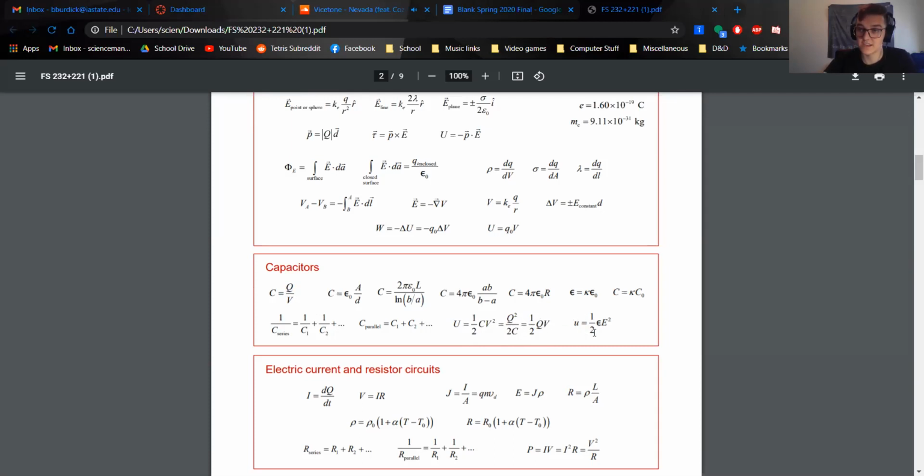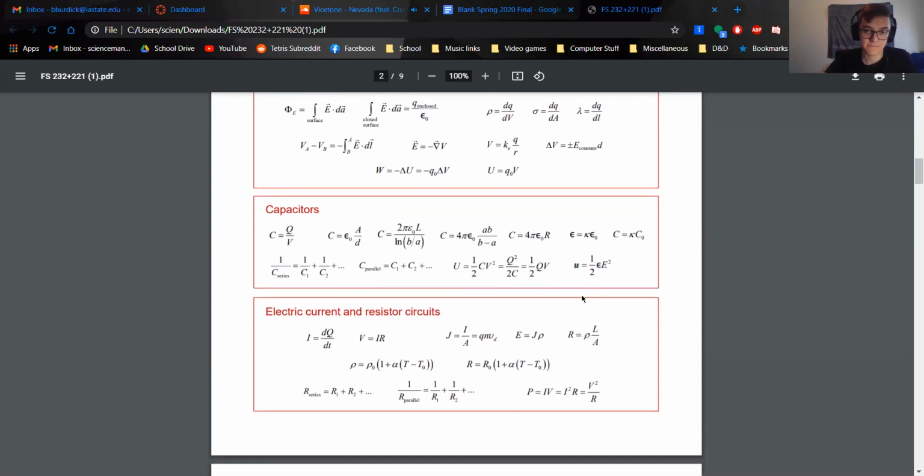And then this is just energy density. So this is energy, this is this divided by volume. So it's the volume between the plates is what it means. Okay.